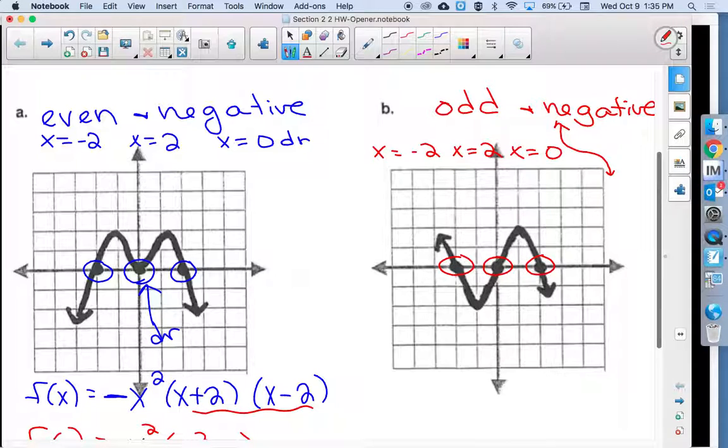But the 0 is no longer a double root. You can see the difference between the two. A double root curves, a single root crosses through the graph.